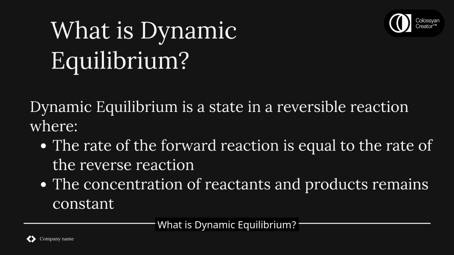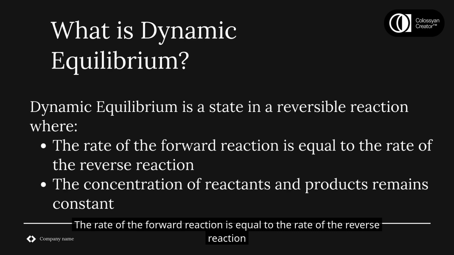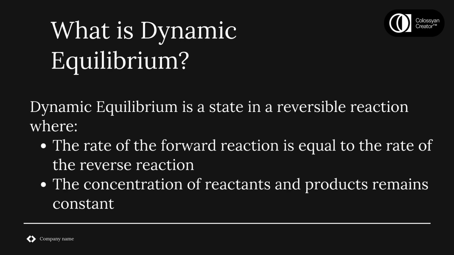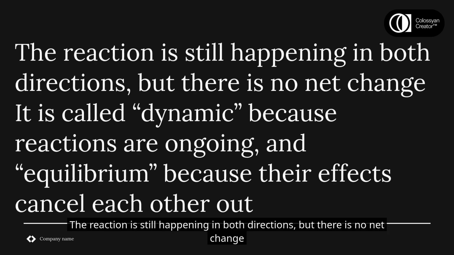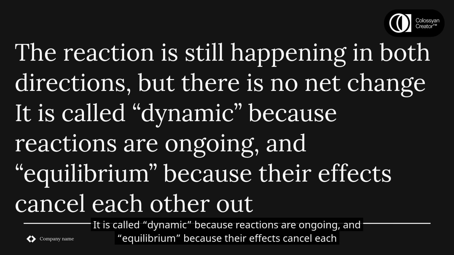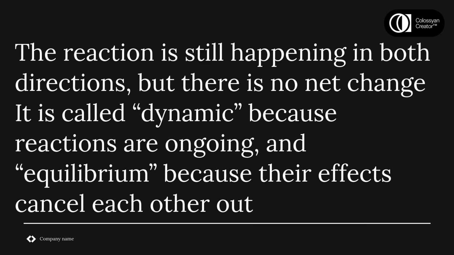So, what is dynamic equilibrium? Dynamic equilibrium is a state in a reversible reaction where the rate of the forward reaction is equal to the rate of the reverse reaction. The concentration of reactants and products remains constant. The reaction is still happening in both directions, but there is no net change. It is called dynamic because reactions are ongoing, and equilibrium because their effects cancel each other out.